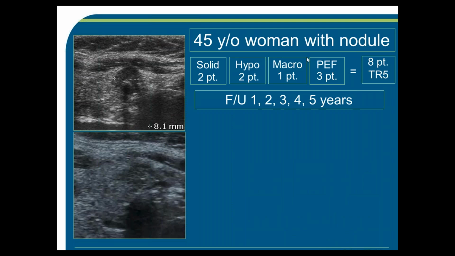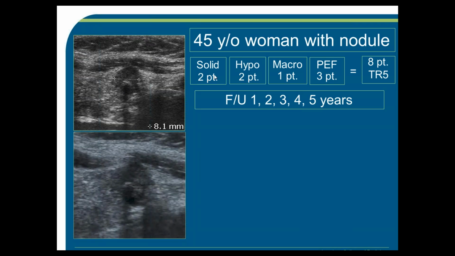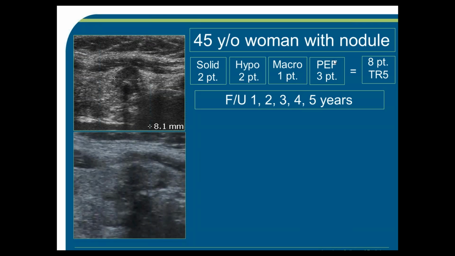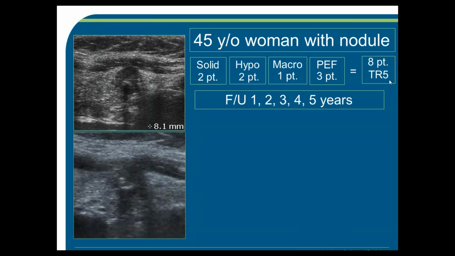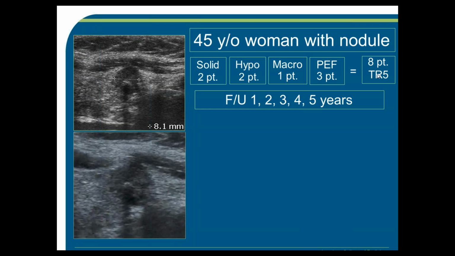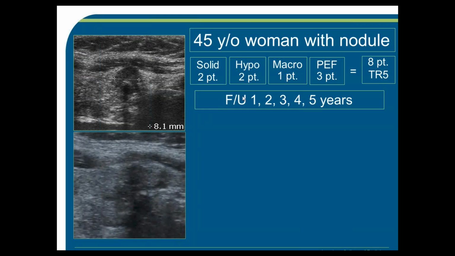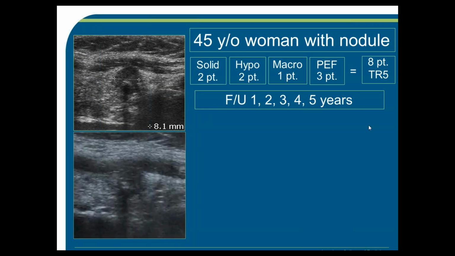This is another example of a patient that just came in with a history of a thyroid nodule. We didn't really know much else about this patient at the time. And you can see when you look at the static image and the cine clip, it's solid, it's hypoechoic, it's got a macrocalcification and a PEF. So this is a TR5 nodule, but it's less than a centimeter. So it doesn't meet criteria for FNA, it meets criteria for yearly follow-up.